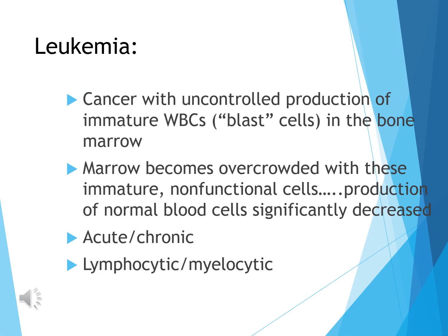Leukemia is cancer with uncontrollable production of immature white blood cells known as blast cells in the bone marrow. The bone marrow becomes overcrowded with these immature, non-functioning cells, and the production of normal blood cells significantly decreases. It can be acute or chronic, and it can also be lymphocytic or myelocytic.